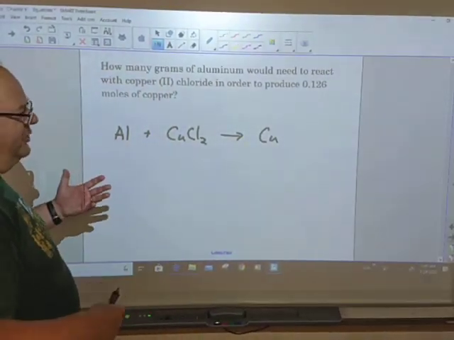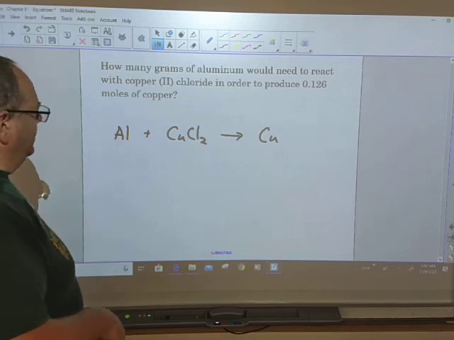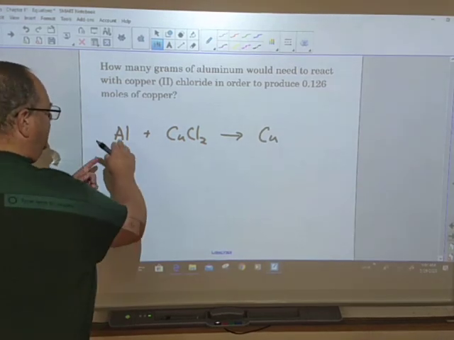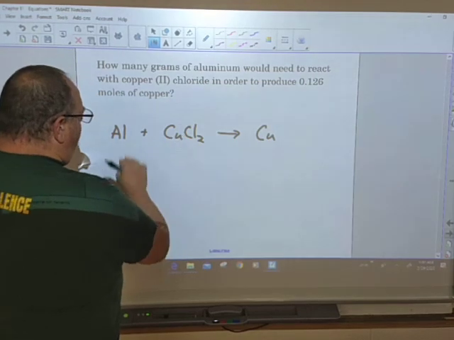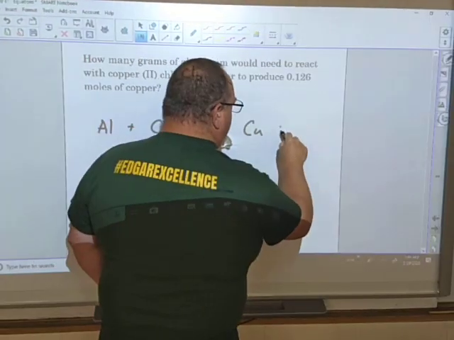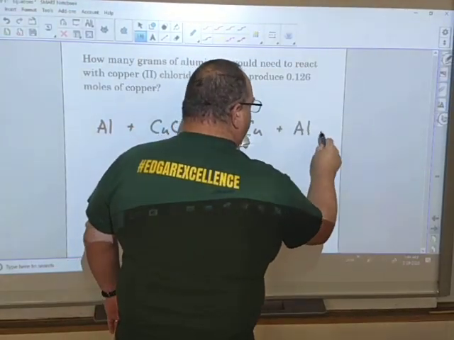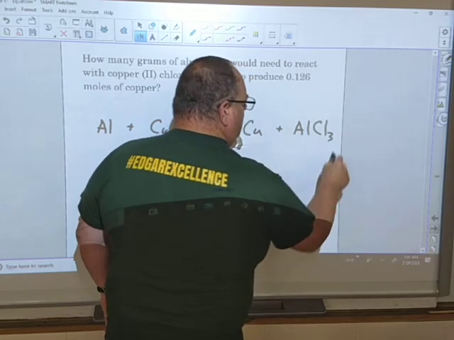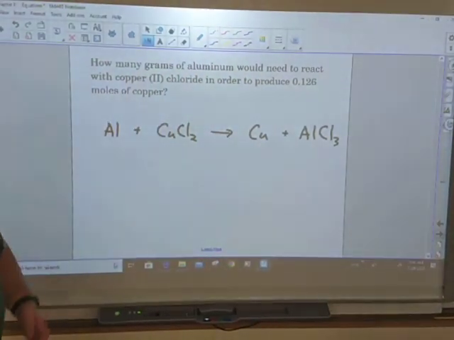and so the rest of it we'd have to have a little bit more knowledge about our equations and stuff to say what's happening is the aluminum is going to replace the copper, and we're going to form aluminum chloride. Now aluminum forms +3 ions, so aluminum chloride is AlCl3.